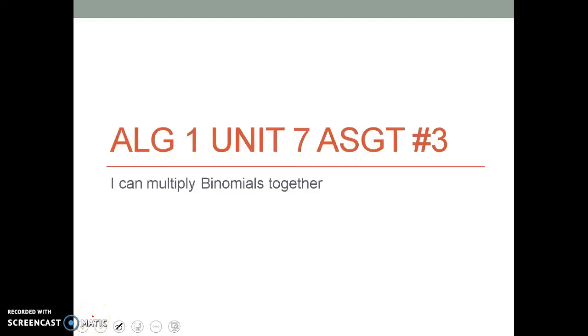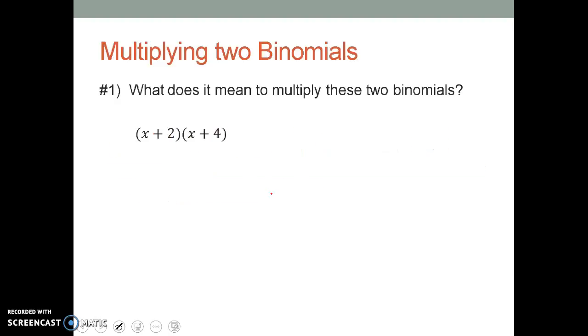All right, so on assignment number 3, we're going to continue talking about multiplying polynomials together, but instead of multiplying by a monomial, we're actually going to multiply two binomials together. Let's see what this looks like with this particular example. We're going to draw a picture of what it means to multiply these two binomials together. And so I'm going to do something like this.